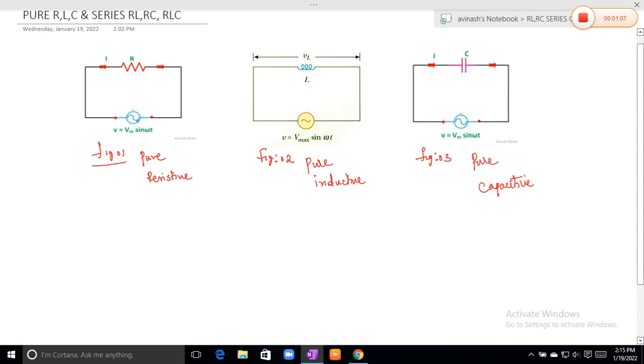Next, this is the supply voltage, and here is the current flowing through this part. The supply is given with an AC supply, so it will be called V of t. Now let us identify the current flowing through this circuit. I of t is what we have to find.